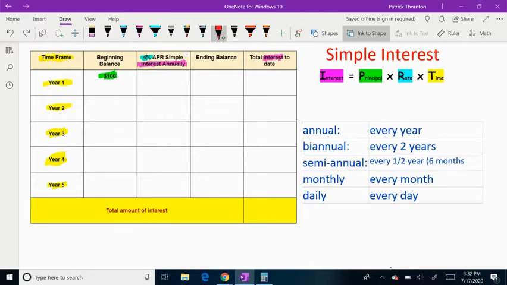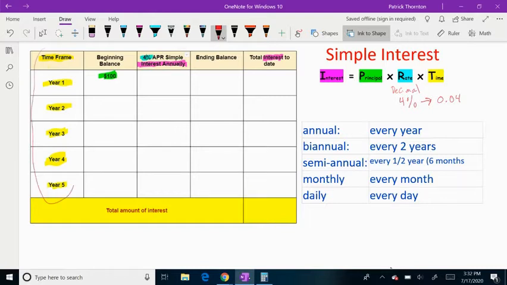We always want to remember that the rate should be as a decimal. So in this case, if it's 4%, we write that as a decimal. That is 0.04. Okay, so always use a decimal for the rate. And the last thing we have is time.